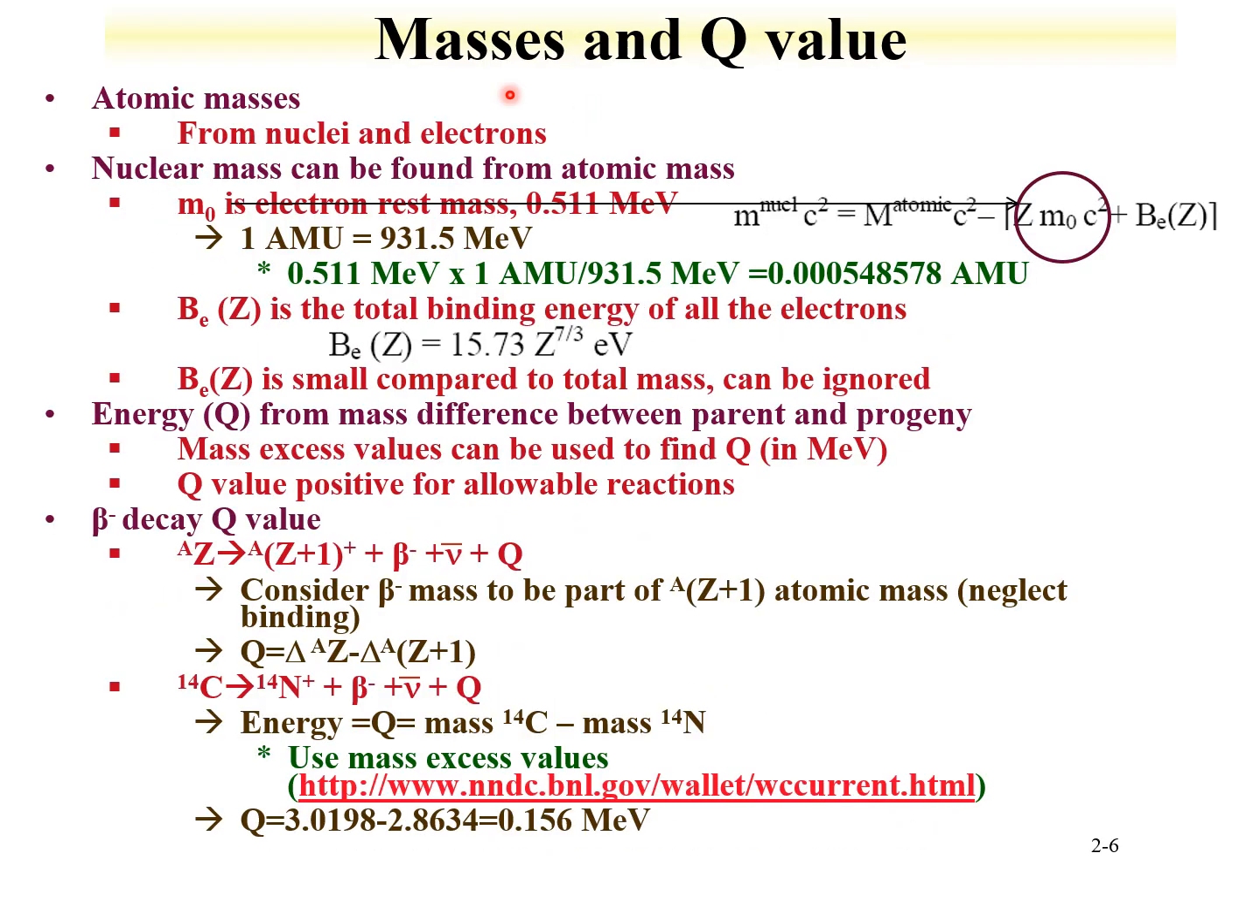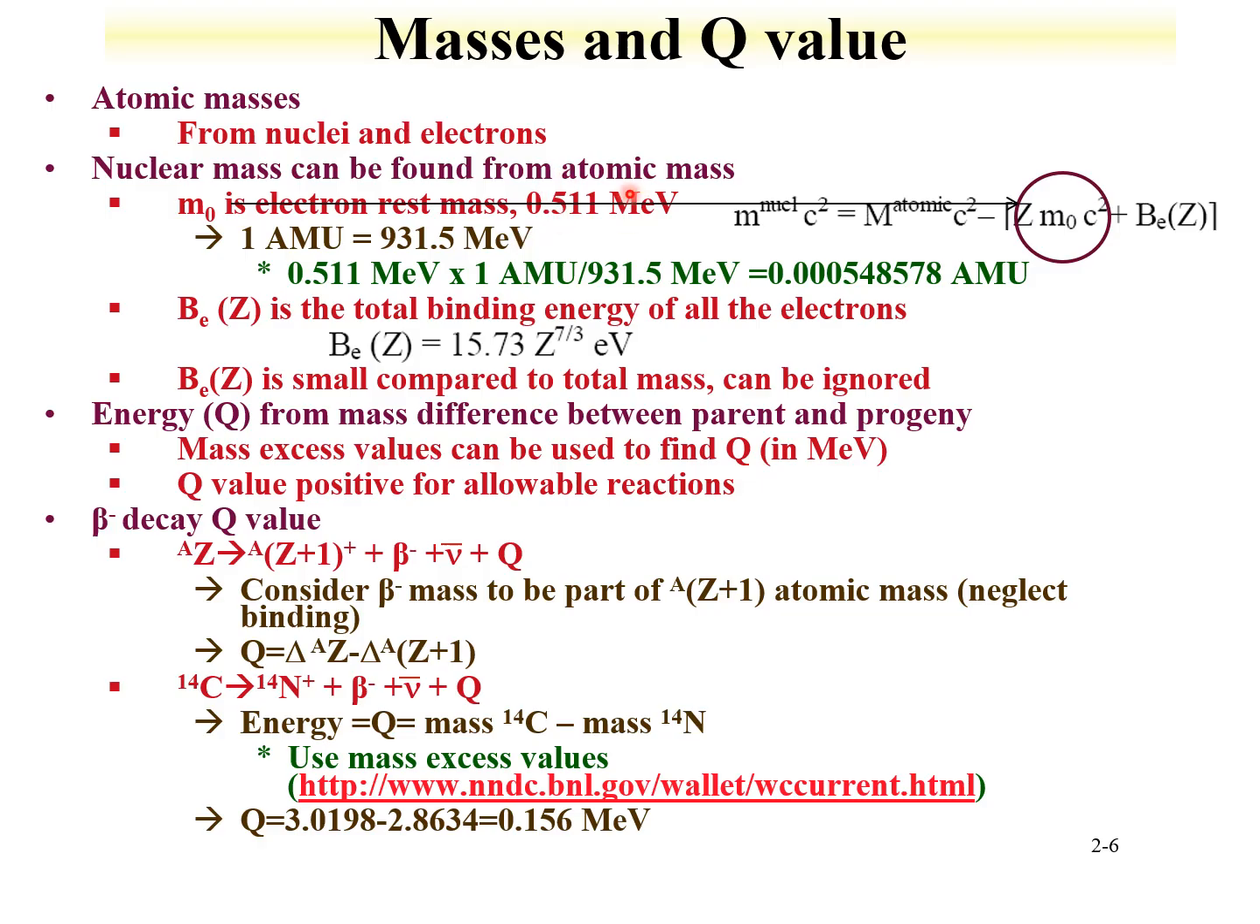In the previous slide, we focused on nuclear masses, but since we're talking about atoms, we really need to consider the atomic mass, and let's convince ourselves that basically the electron mass doesn't matter in the atom. So we can talk about the nuclear mass as found from the atomic mass. So the nuclear mass is equal to the atomic mass minus the mass of the electrons plus the binding energy of those electrons.